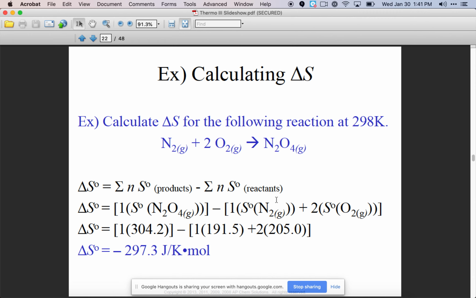What does delta H have? Delta H is kilojoules per mole. Okay, so guess what? If you ever have to combine delta H with delta S, you probably need to change one or the other. Okay, and in a minute I'll show you where you want to do that.